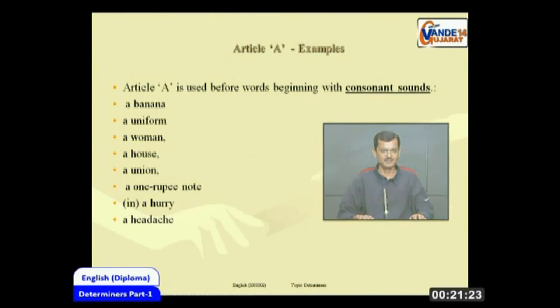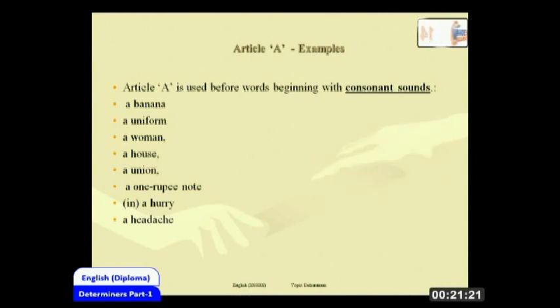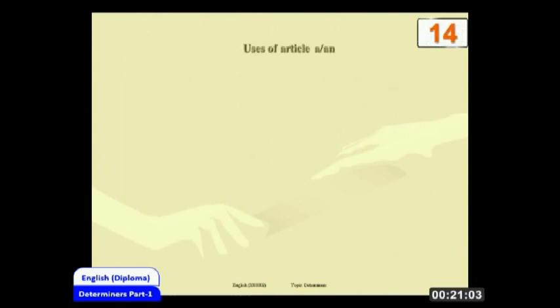In a hurry. We often make use of this expression, I am in a hurry. So hurry, H sound, consonant sound, article A. A headache. Again, headache begins with a consonant sound, H sound, consonant sound, article A.